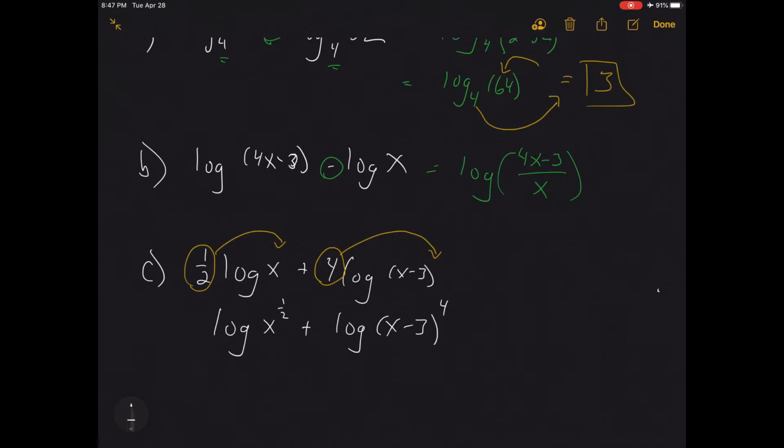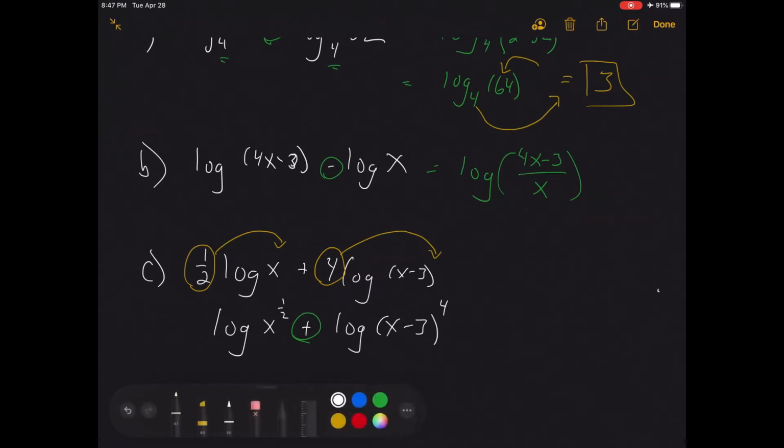Okay, now I've gotten the stuff away from the front of the logs. Now I can go ahead and condense these 2 things into 1 log. And again, these 2 things here are being added. So when I put them back into 1 log, the 2 pieces, the arguments, are going to be multiplied together.